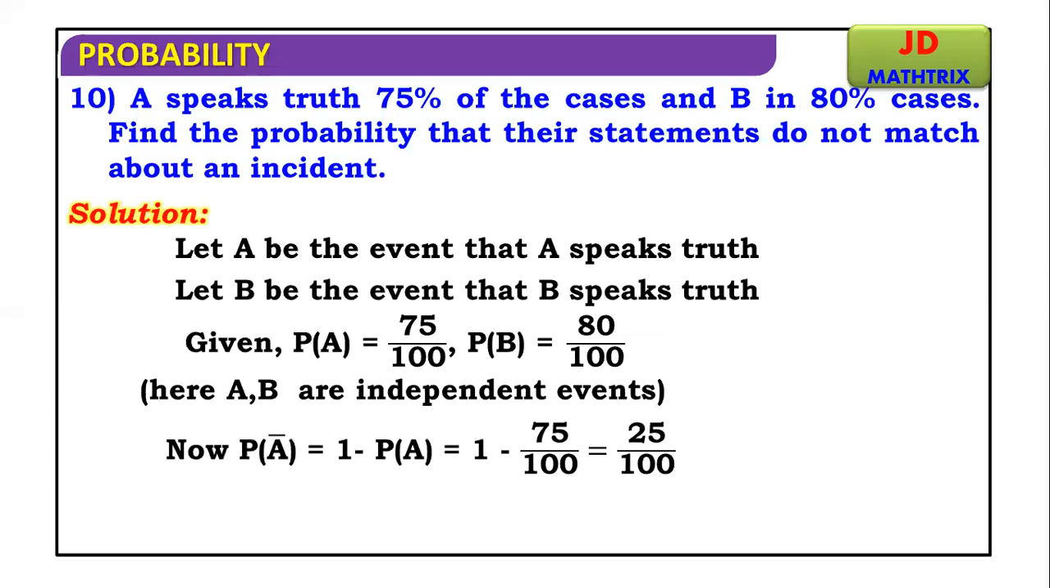Now P of A bar is 1 minus P of A, that is 25 by 100. Again P of B bar is 1 minus P of B, that is 1 minus 80 by 100, which is 20 by 100.